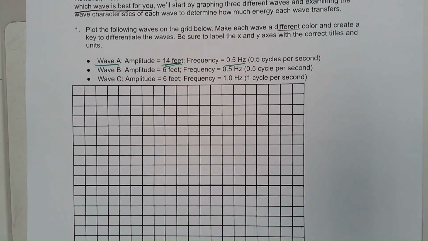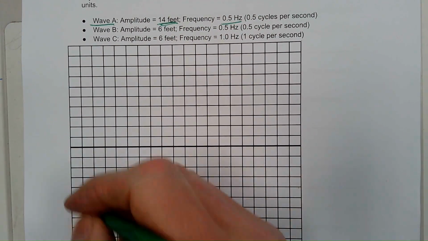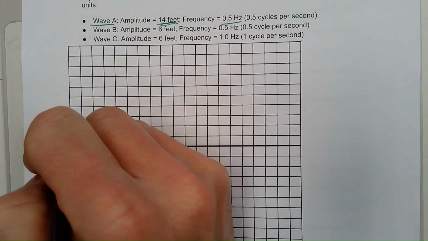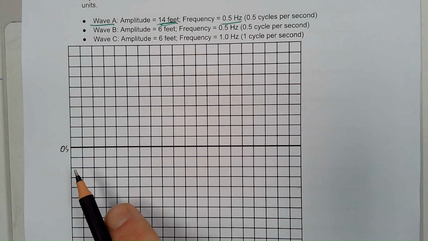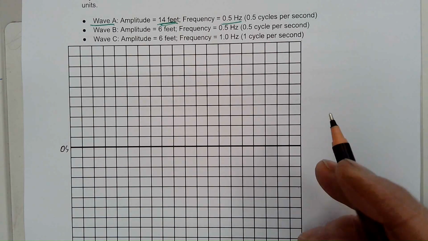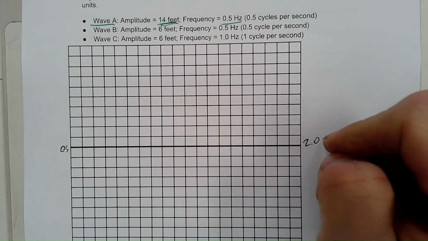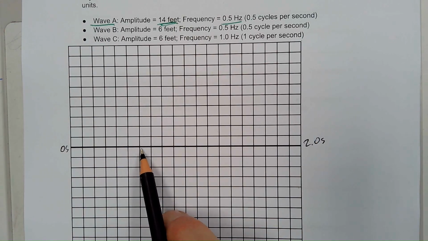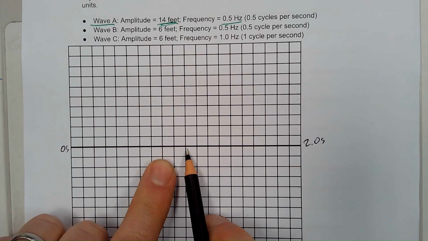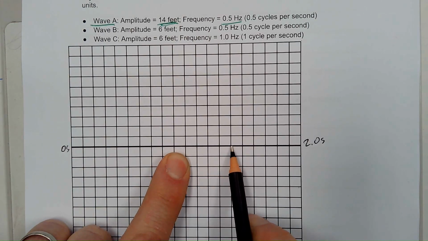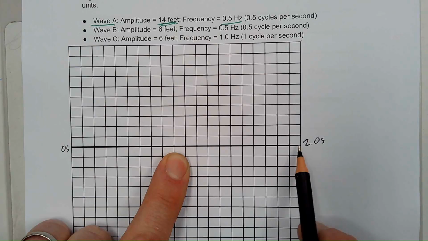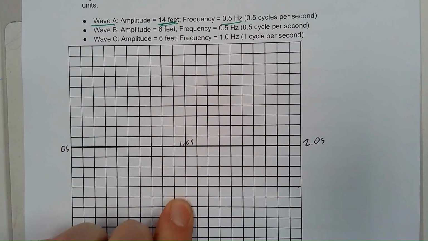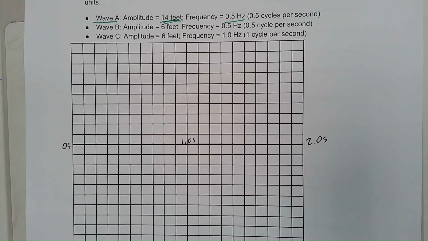So we have to graph this here on our X and Y axis. And I want to encourage you to set this to 0 seconds and this here to 2 seconds. And exactly in the middle, 1, 2, 3, 4, 5, 6, 7, 8, 9, 10. Is that right? Right here is going to be 1.0 seconds.